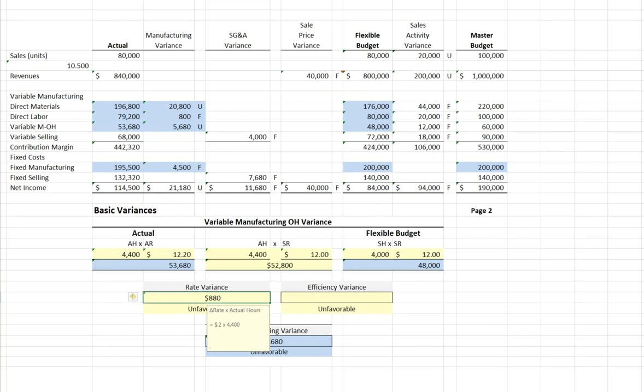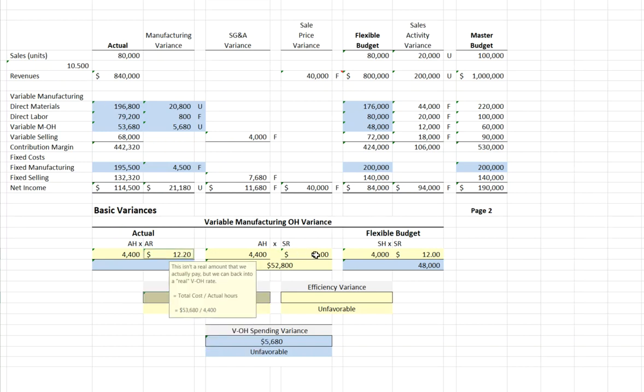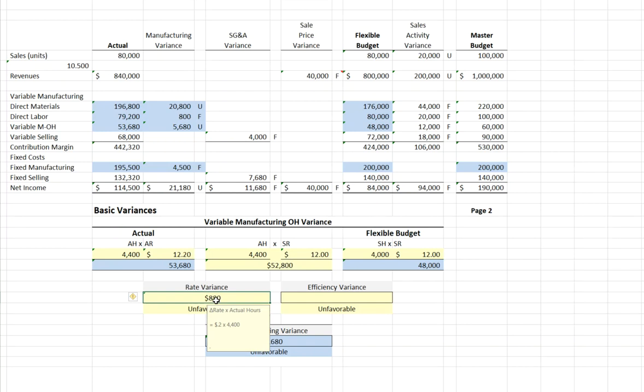In terms of calculating the amounts, our rate variance is $880. That's the 20-cent difference in our overhead rate multiplied by 4,400 actual hours. Our efficiency variance is $4,800, which is the difference in hours of 400 multiplied by our $12 an hour standard rate.